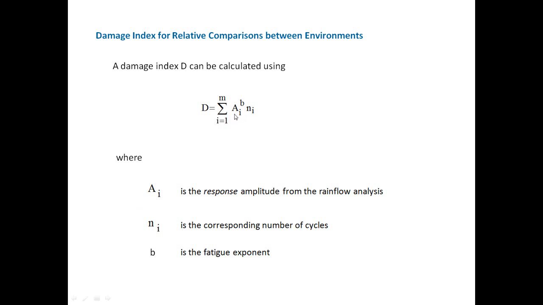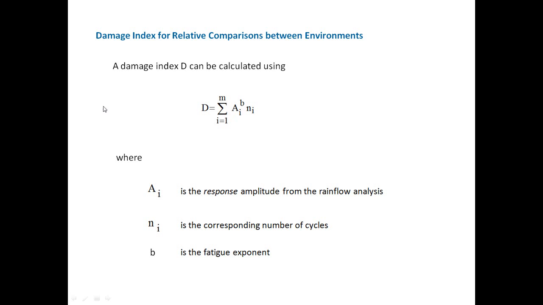And for our system, it's going to be a single degree of freedom system, but this could be used for multi-degree of freedom systems as well. So A here is going to be the response amplitude from the rainflow analysis. We're going to do a rainflow analysis based on the peaks, and sort those peaks into different rainflow cycles. Each rainflow cycle is going to have an amplitude, which we're going to simplify and say is a 0 to peak amplitude. More properly, it's peak minus valley, and then that difference divided by 2.